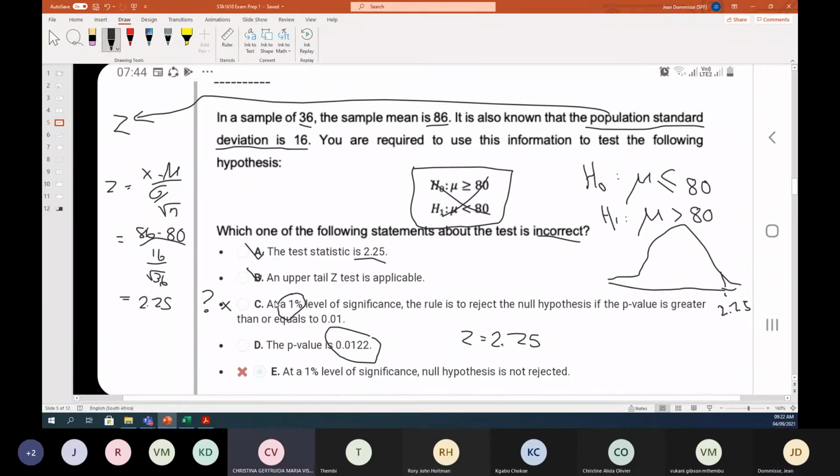No, if you look next to 2.25 under the Z table, you do get that 0.0122 value. Yes, but on the right, you find two. But your T stat is the same as your level of significance, or your T stat is the same as your calculated stat.